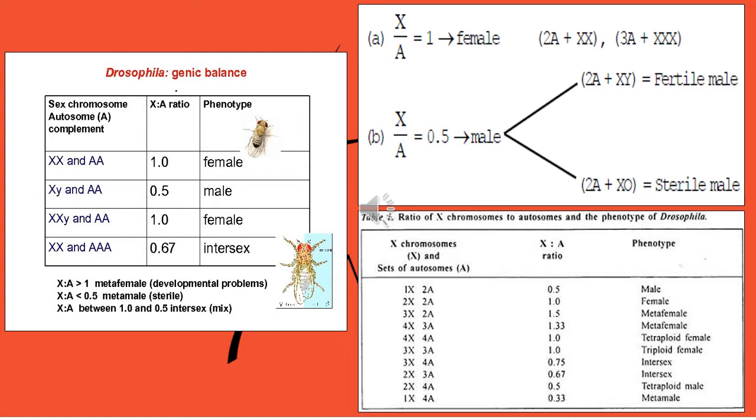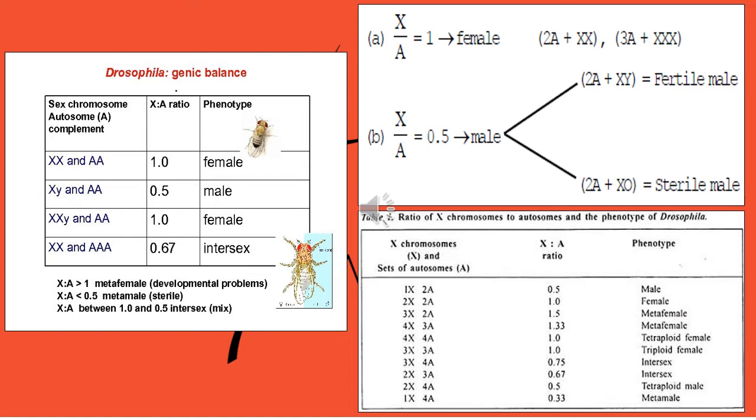Now look at the image towards the left hand side of the slide, at the bottom section. What is written? The ratio of X to A, if it is greater than 1, then it is a meta female. That means the female will have developmental problems. If the ratio of X to A is less than 0.5, then it is a meta male. That means it is a sterile male. And if the ratio is between 1 and 0.5, then it is an intersex. That means it will be a mixed progeny.